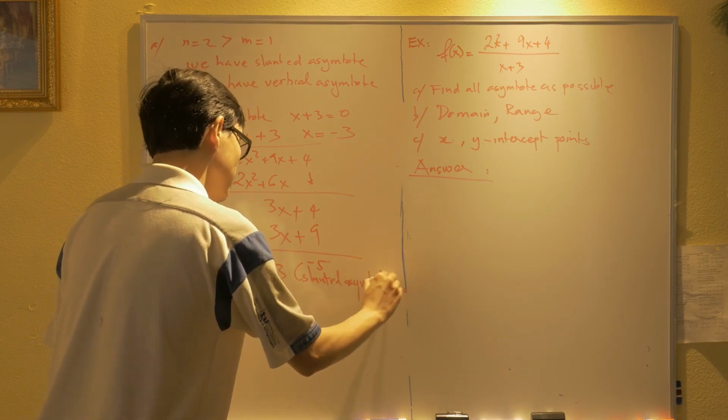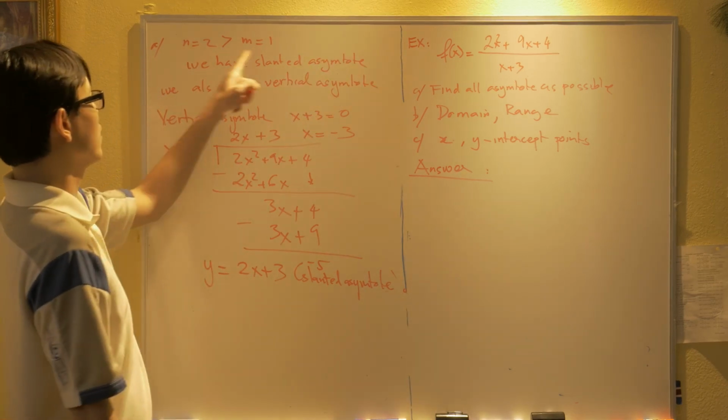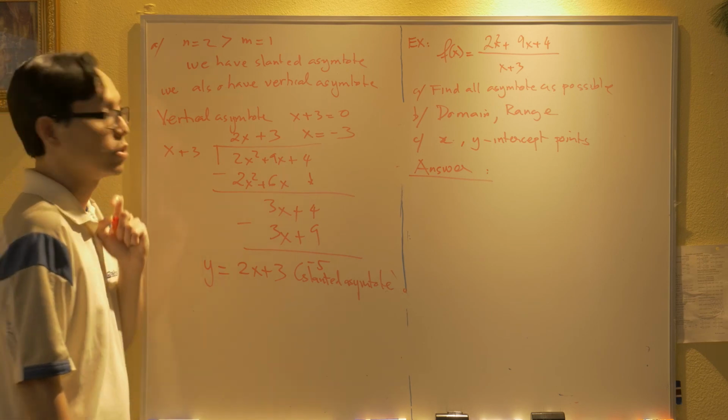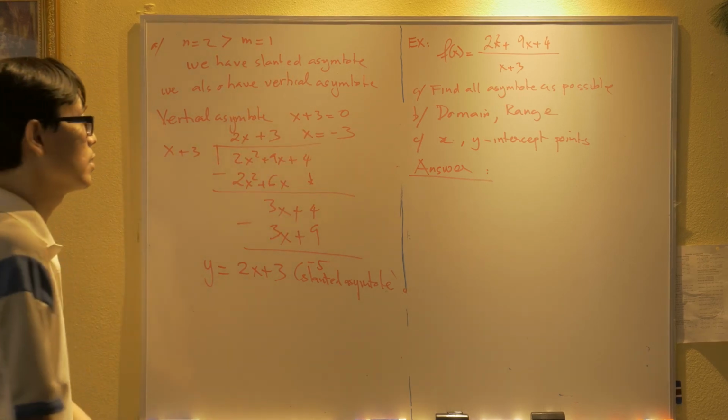We don't have a horizontal asymptote, because the exponent on top is greater than the exponent at the bottom. So we have only two types of asymptote: vertical asymptote and slanted asymptote.